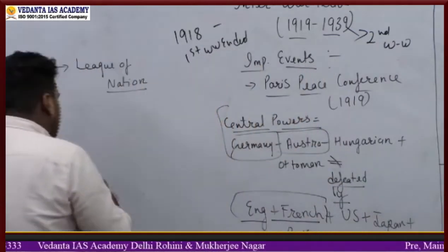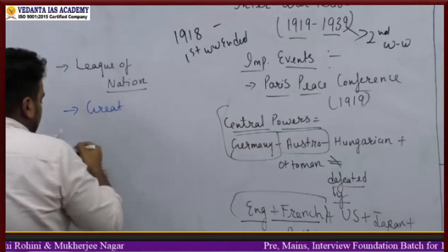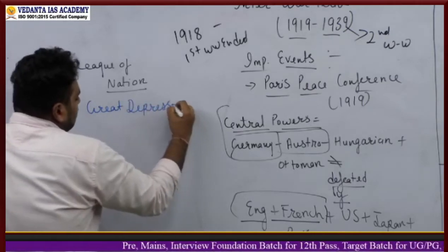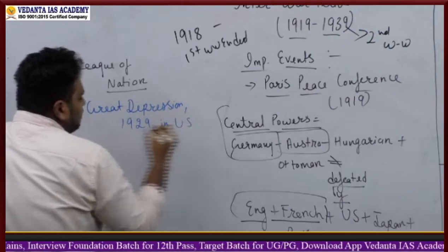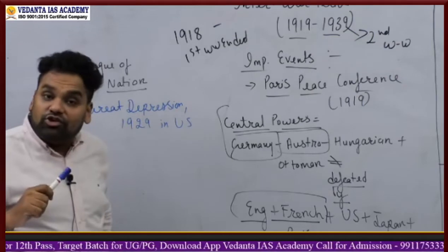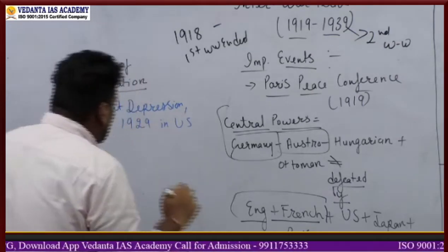Then we are going to lay some light on Great Depression of 1929 in US. There was a sudden crash of economy in US. That is something which we are going to throw some light upon.